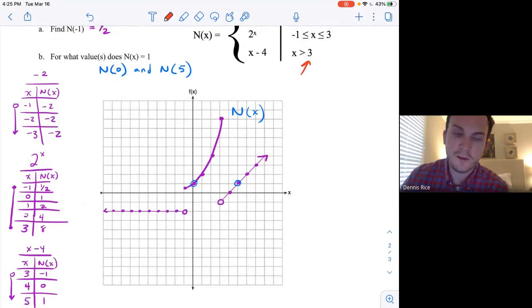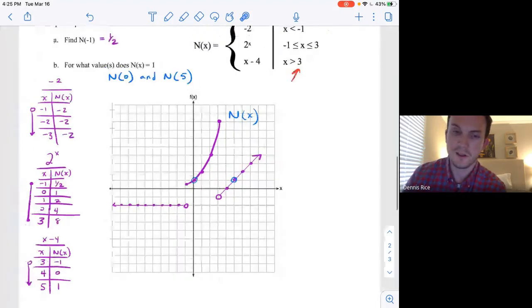When you're plotting your piecewise, I recommend doing one table at a time. Double check it. Plot it. Look back. Okay, is everything good? All right, move on to the next one. All right, plot it. Is everything good? If you just start plotting all 20 points, it gets very hectic.